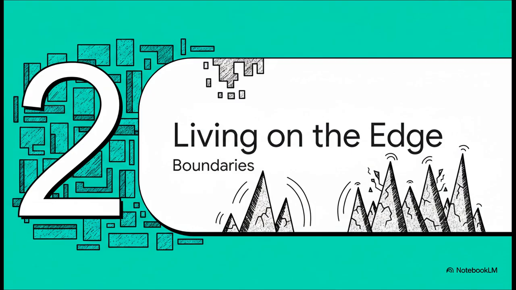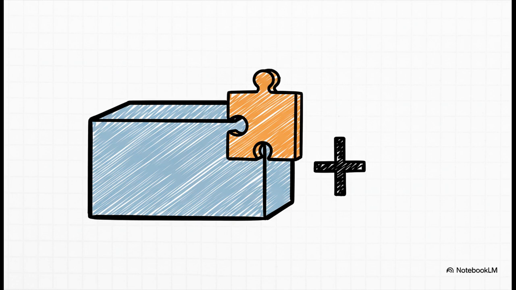Now, creating these partitions is a fantastic first step. It really is. But to make our testing even more powerful, we need to focus on the most fragile parts of our code. The places where bugs absolutely love to hide. And that means it's time to live on the edge. And that brings us to our second technique, boundary value analysis, or BVA for short.